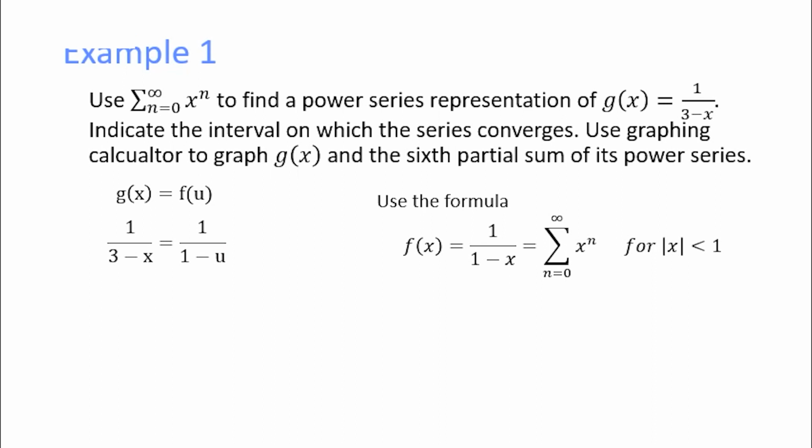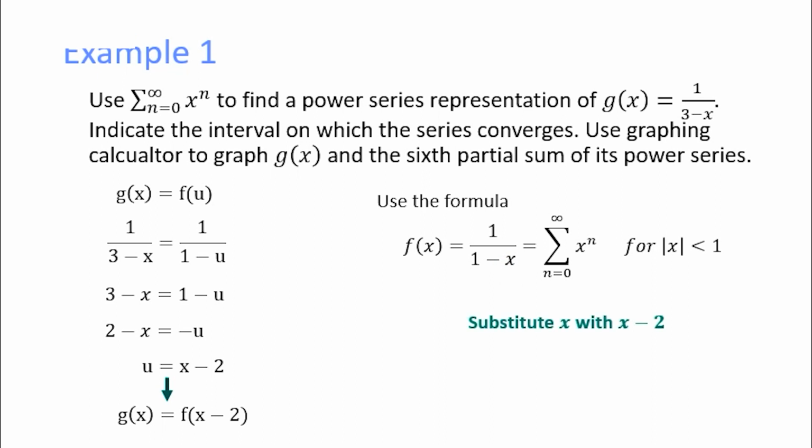And our job is very simple. We simply need to solve this equation for u. We take the reciprocal, then we subtract 1, and finally we take the additive inverse of all terms. So u equals x minus 2. Now what does it mean to us? Well, it means that g(x) equals f(x minus 2). Therefore, imagine writing in x minus 2, and if you simplify, we will end up with g(x) exactly. That means that instead of x, we need to substitute x minus 2.